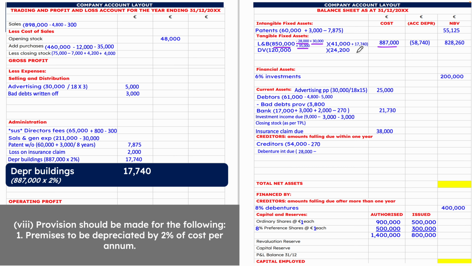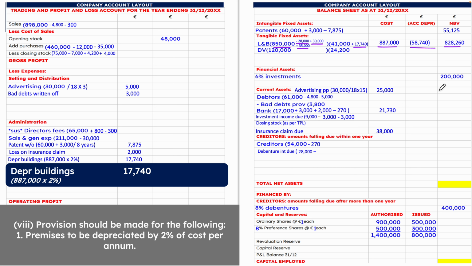Then we add the 17,740 to the 41,000 accumulated depreciation in the trial balance, and that is minus 58,740 euro, and that is 828,260 euro then at the end of the year. So that is the premises depreciation done.